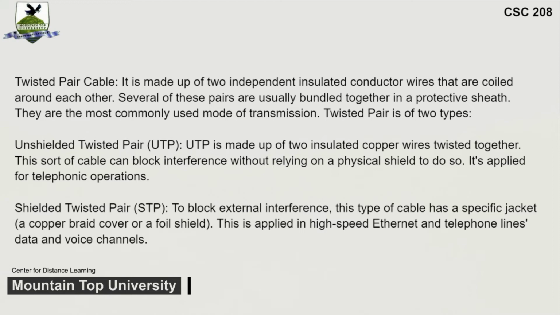Shielded twisted pair, STP, to block external interference. This type of cable has a specific jacket, a copper braid cover or a foil shield. This is applied in high-speed Ethernet and telephone lines, data and voice channels.